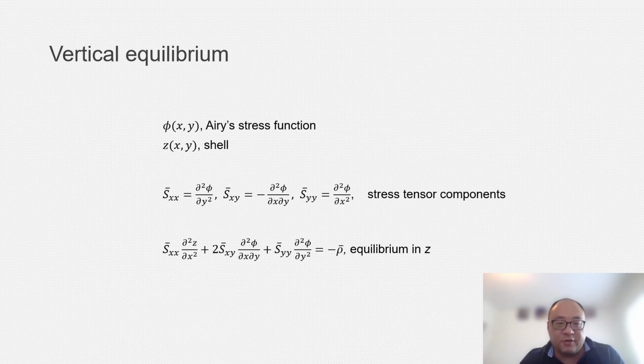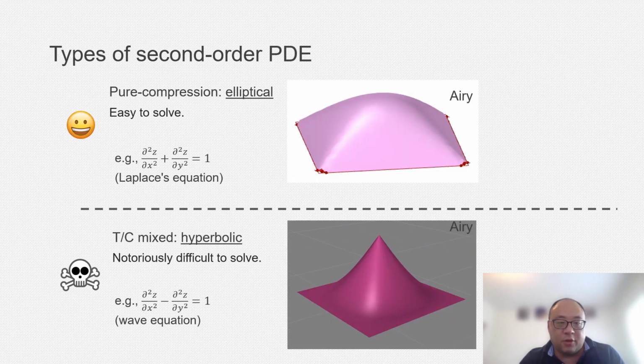The vertical equilibrium of a shell can be represented using the stress function denoted by phi. This is a second-order partial differential equation with constant coefficients. This equation is used to find the forms of a membrane shell. From old books, I learned of different types of second-order partial differential equations. For instance, pure compression is elliptic, which is easy to solve. The Laplace equation is a well-known example of this type of equation.